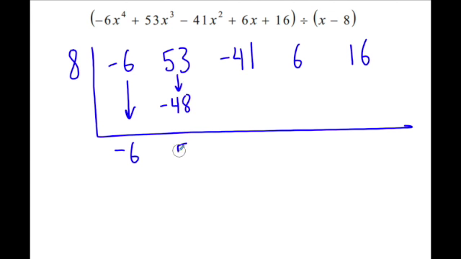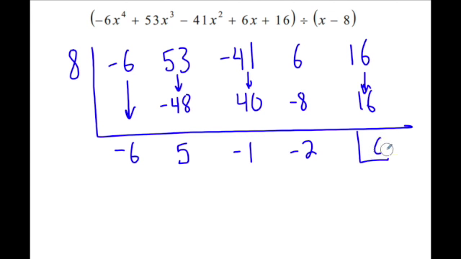That gives me 5 when I add. 5 times 8 is 40. So it's a lot less intimidating, right? I add that, I get -1. This becomes -8. This becomes -2. This becomes +16. And these cancel to 0.